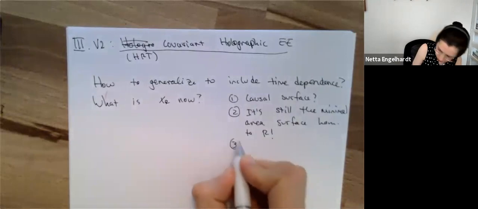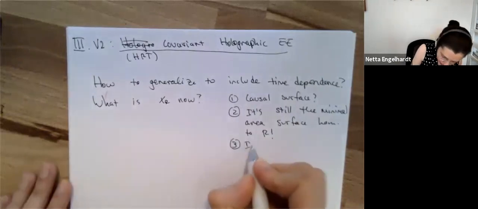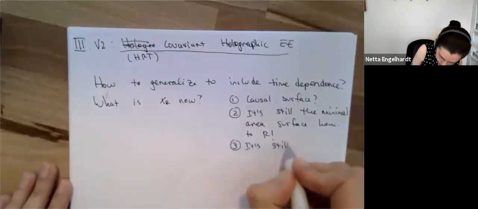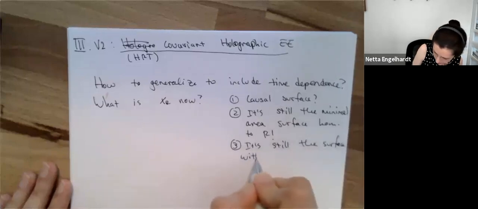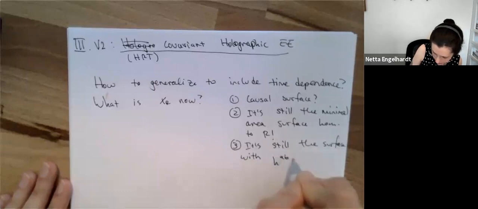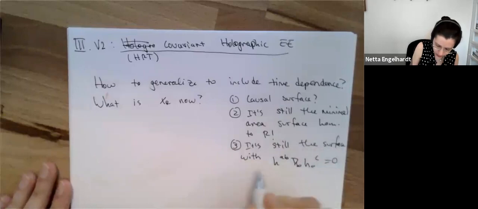We could say it's still the surface with HAB del B HAC equals 0, homologous to R.